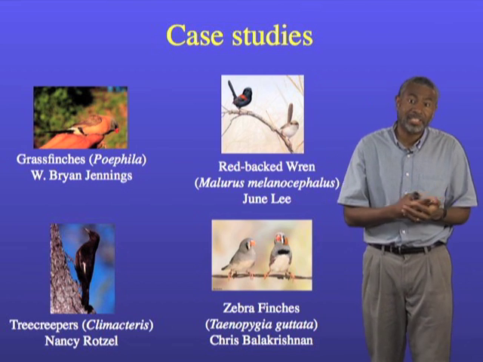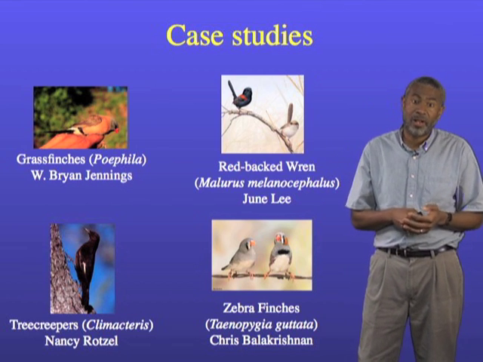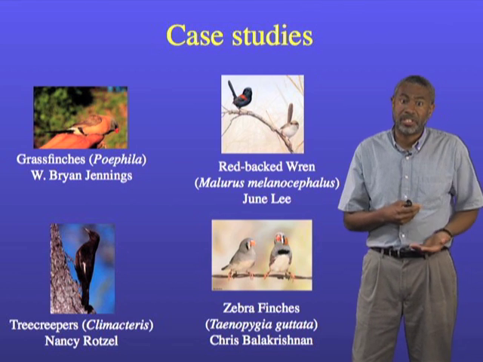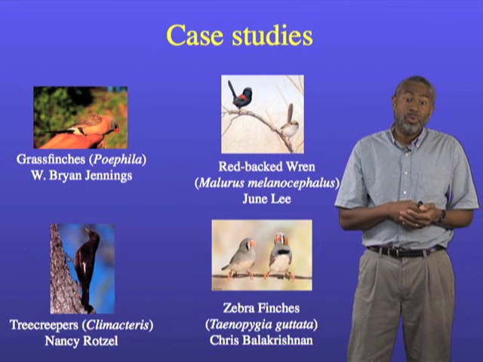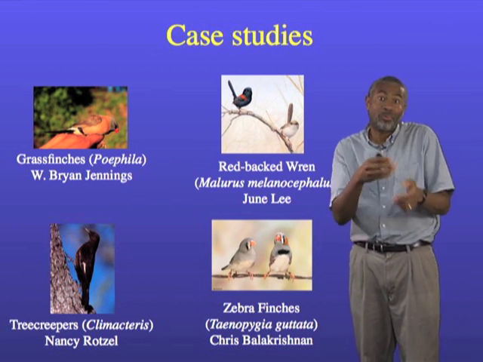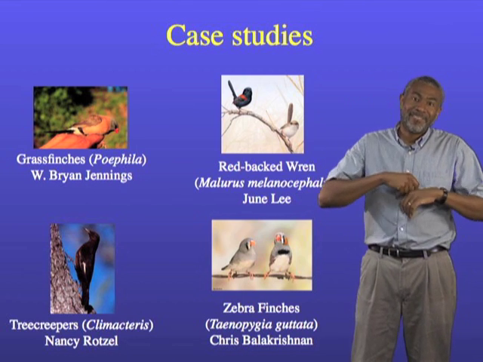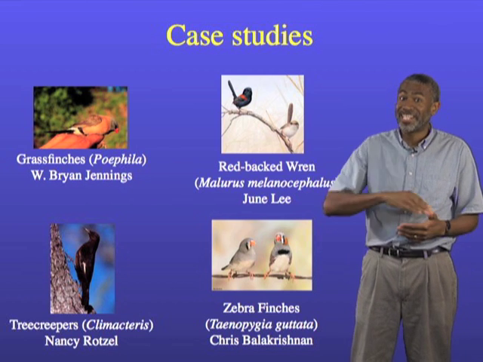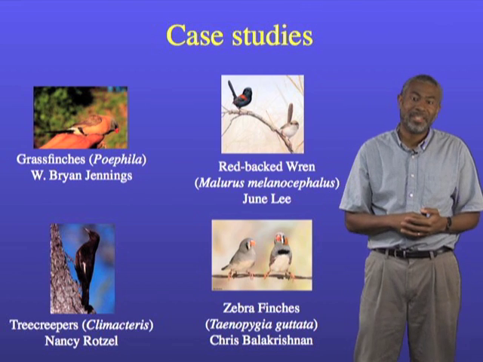Okay, let's move on to the animals. We're going to look at 4 case studies, each of which has a slightly different story to tell. We're going to first look at a group of birds called grassfinches, which are distributed up in the north of Australia. Then we'll look at a group of birds called wrens. They're not like the wrens in North America. These Australian wrens are completely unrelated. It turns out they're called wrens because they cock their tails just like the wrens here in North America do.